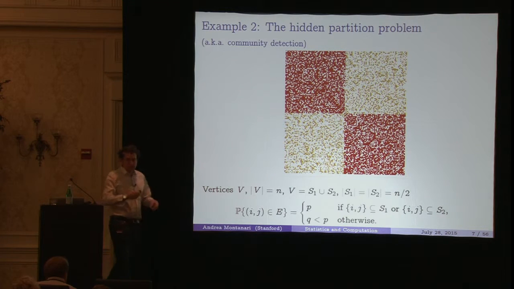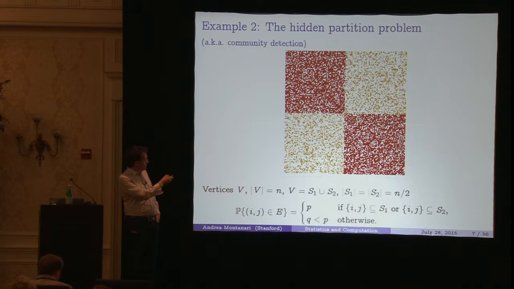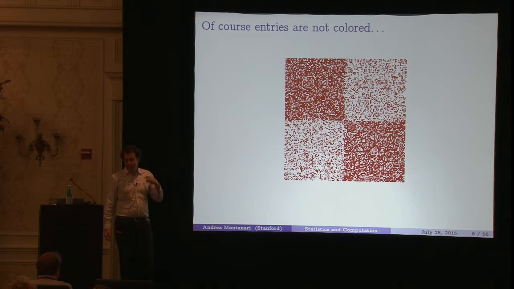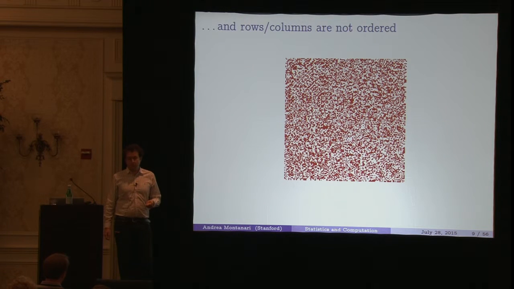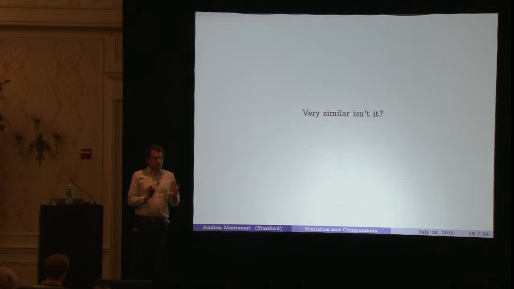Okay, the other problem is the following. I generate a random graph in this way. I take n vertices, and then I partition them in two sets of size n over 2, say n is even. If two vertices are on the same side of the partition, I connect them with probability p, and otherwise I connect with probability q. So the edge probability is p within the set and q across. And the problem is, you are given a realization of such a graph and you want to find the partition. And of course, the problem here too is that the edges are not colored and they are not ordered.